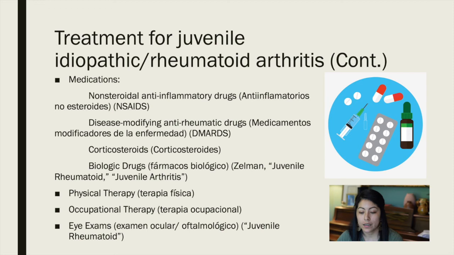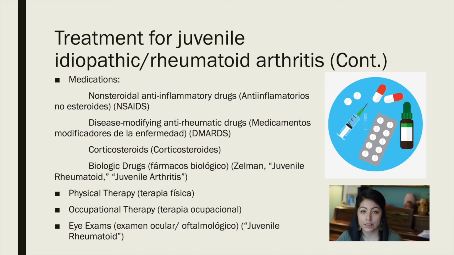Then we have corticosteroids, such as prednisone. They are given to children with severe JRA. They can go directly into the vein, into the joint, or be taken by mouth. Steroids are known to increase weight gain and give a rounder face. There is likely a greater risk of infection and weakening of the bones. Lastly, we have biologic drugs. These are genetically engineered, and they are given when everything else is not working for a child.